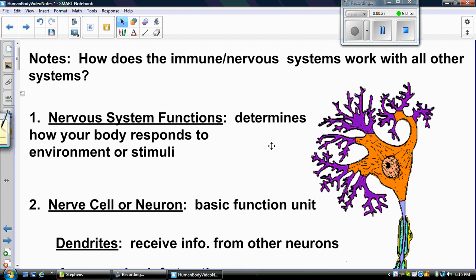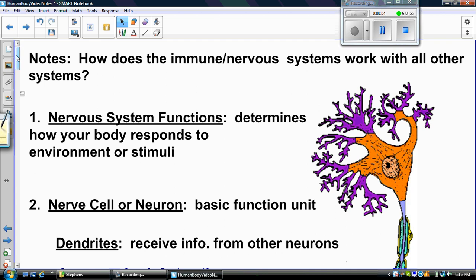Okay, so let's first start off with our nervous system. The nervous system function is basically to determine how your body responds to the environment or stimuli. Our nervous system is going to take in information from our sensors and process that. The basic functioning unit of the nervous system is a nerve cell, or neuron.